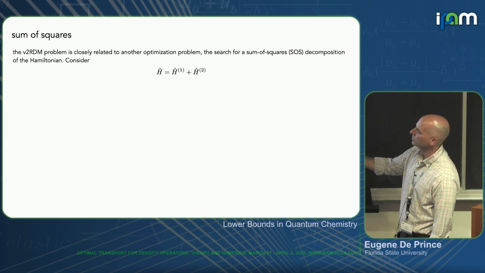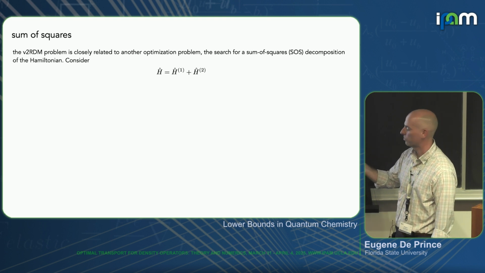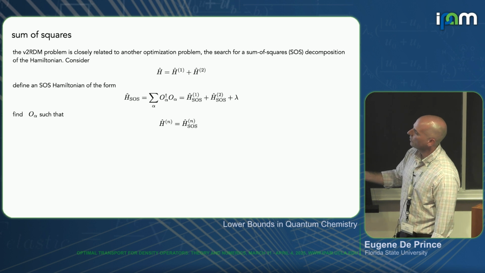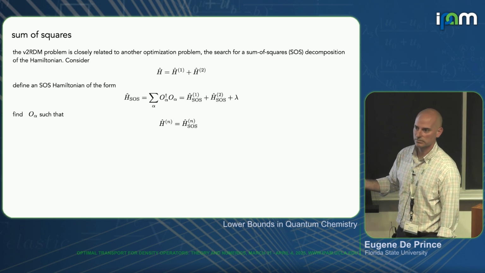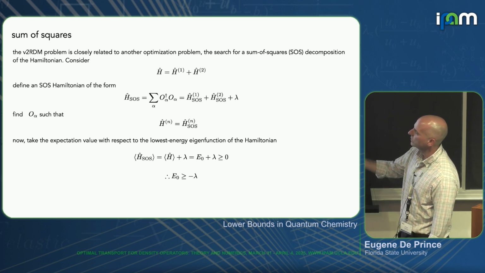So let's imagine I have a Hamiltonian that has a one-body piece and a two-body piece. This is just like the chemistry Hamiltonian that I was dealing with before. And I want to define a sum of squares Hamiltonian, H_SOS, that looks like a sum of squares of operators. I want to define this Hamiltonian such that it gives me a one-body piece, a two-body piece, and a constant. And I want to find these operators such that I have equivalencies between the one-body piece and the two-body piece.